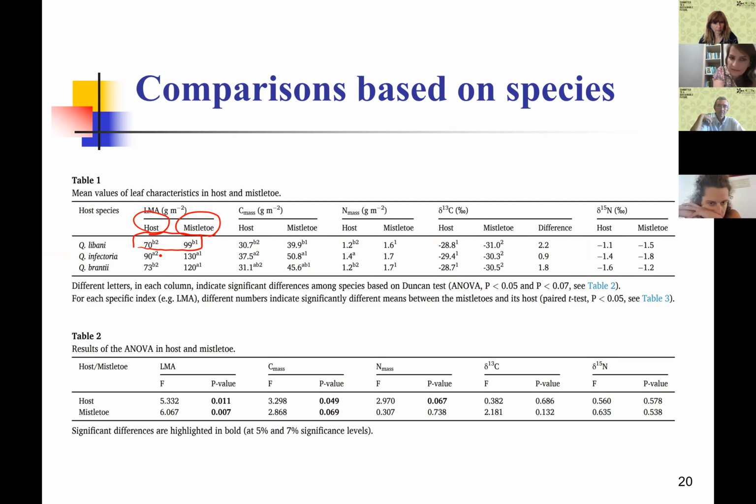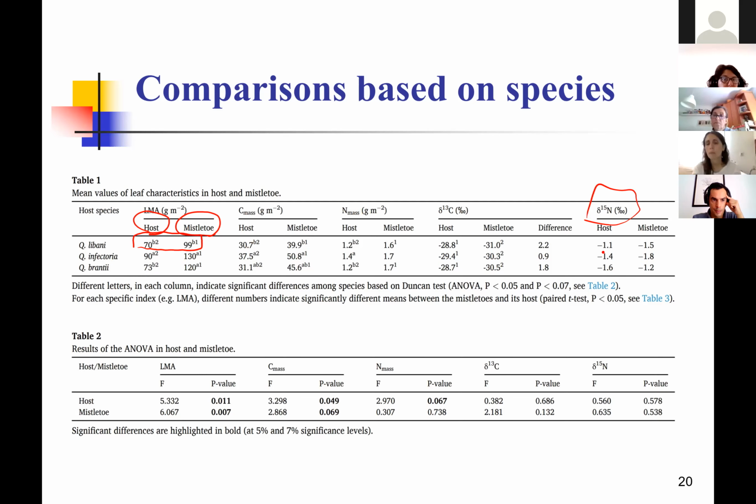there was a significant difference between host and mistletoe in Quercus libani, Quercus infectoria, and Quercus brantii, and for LMA, for carbon concentration, for nitrogen concentration, and also for delta 13C, we observed a significant difference between host and mistletoe. But in delta 15N, we didn't find any significant difference between host and mistletoe.